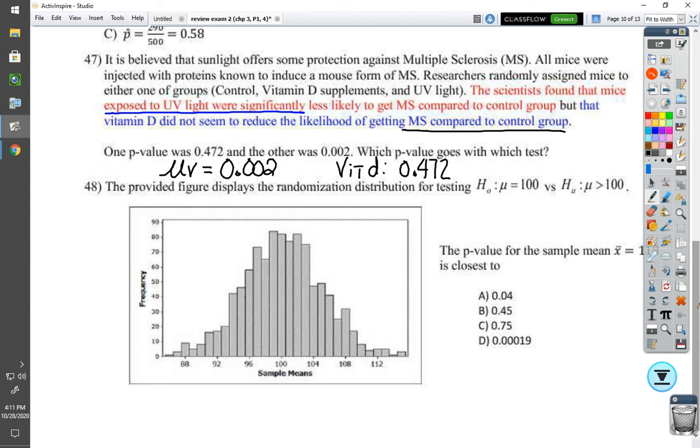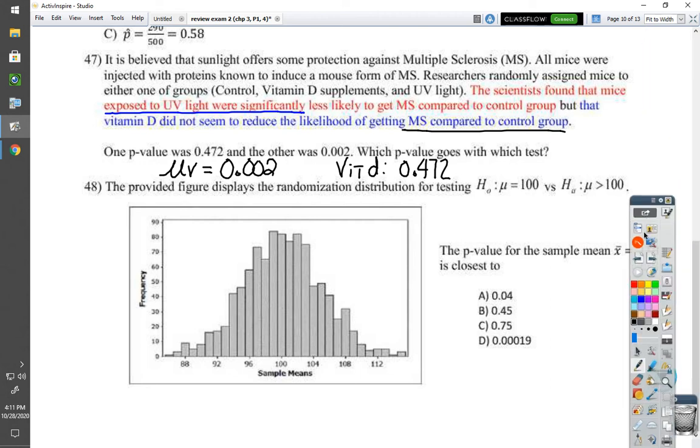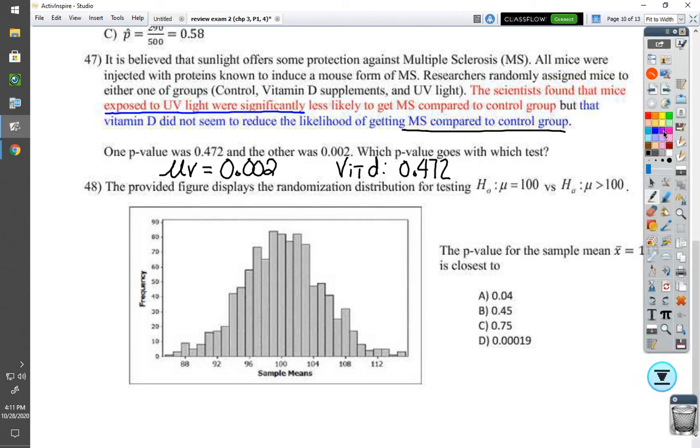The provided figure has a randomized distribution for mu of 100. We can see the middle. The p-value for the sample at x equal 118. So we go find 118, which is way out here. And we were testing for a right side tail test, greater than right there, so we're going to have an incredibly small p-value because I don't even see any data out there.